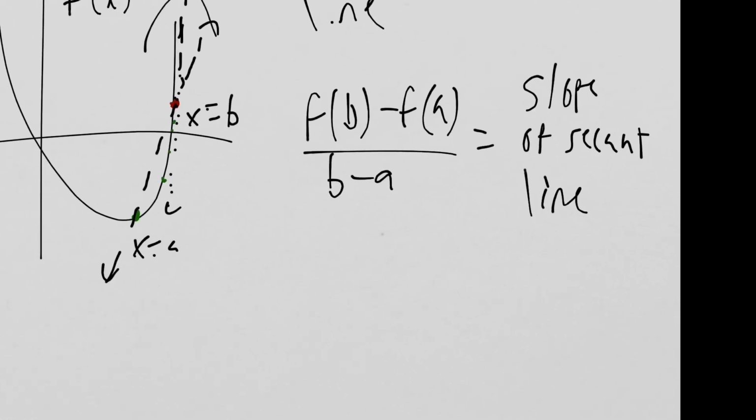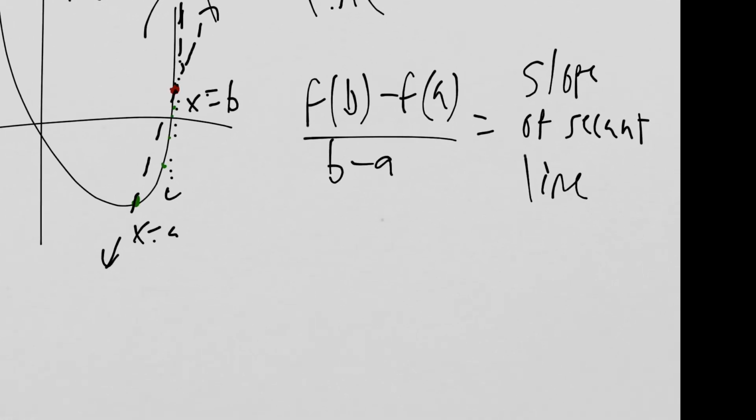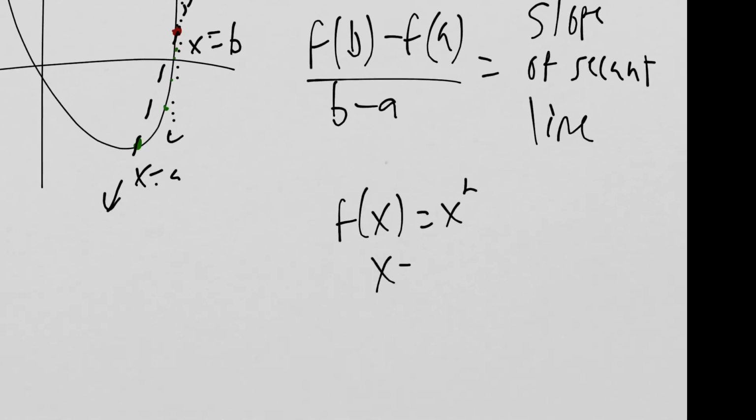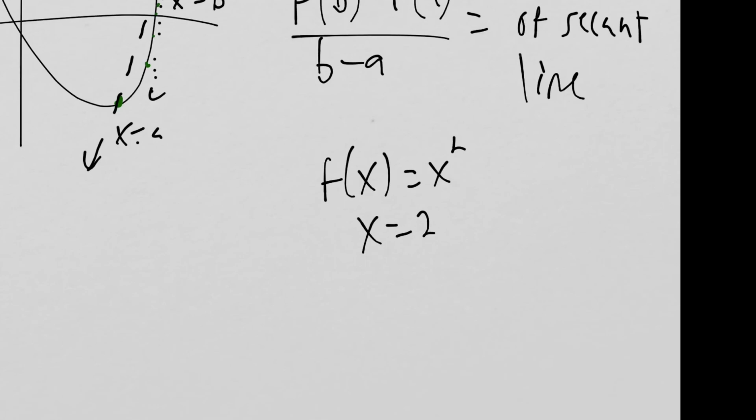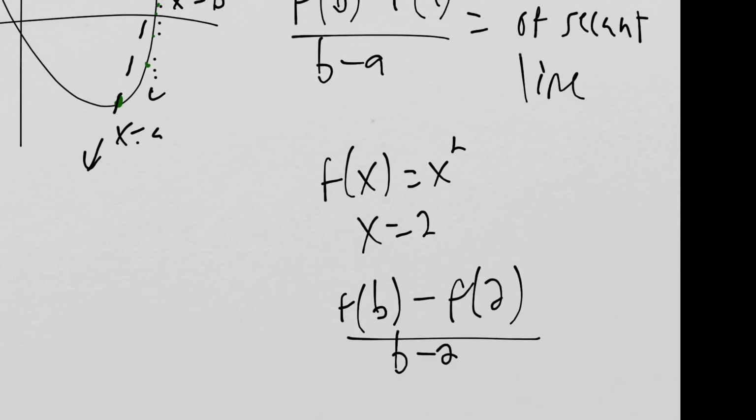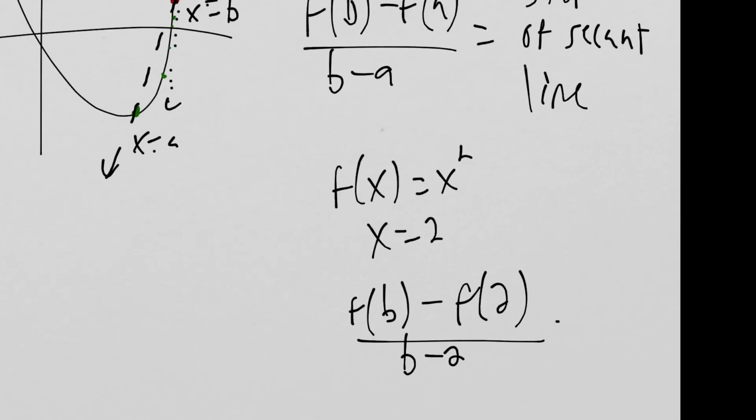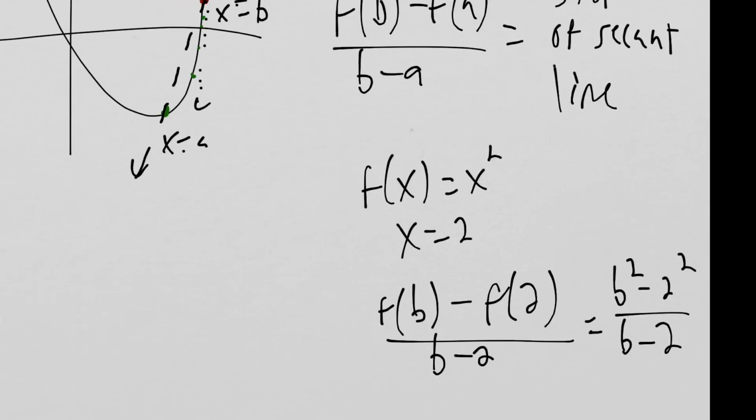So how we did this for a specific function: let's say we have a function like f of x equals x squared, and we want to find the slope at x equals 2. We would find the slope between a moving point, let's call it f of b, and f of 2: f of b minus f of 2 over b minus 2. So really this is b squared minus 2 squared over b minus 2. Then we took a limit as b approaches 2 so that the 2 points become really close together.